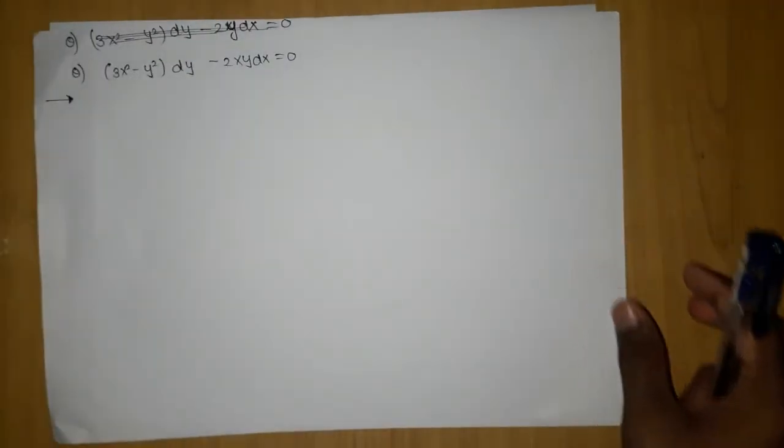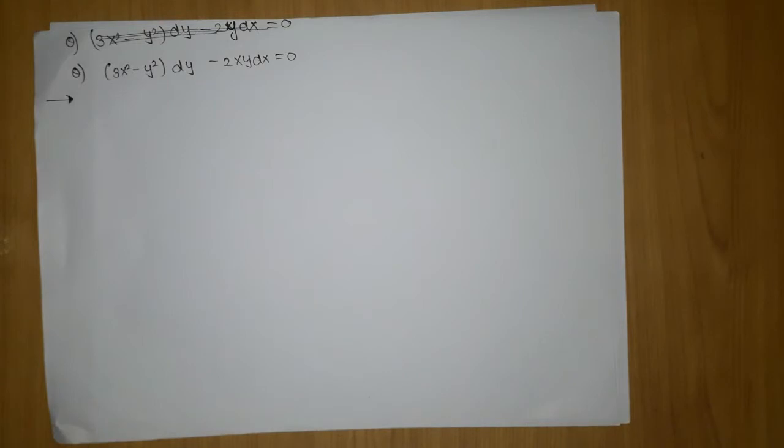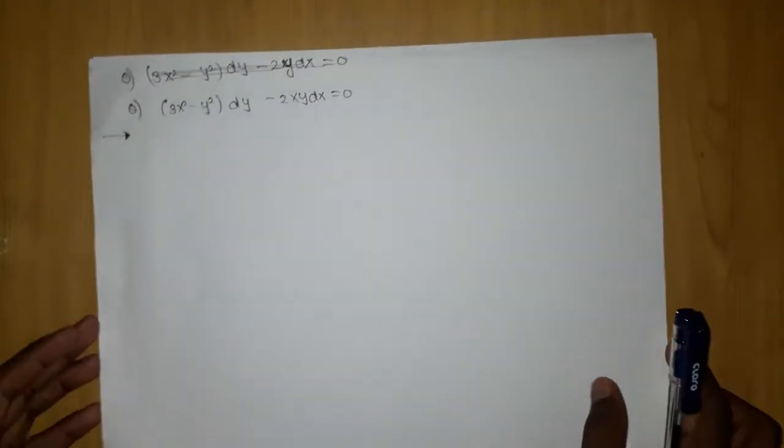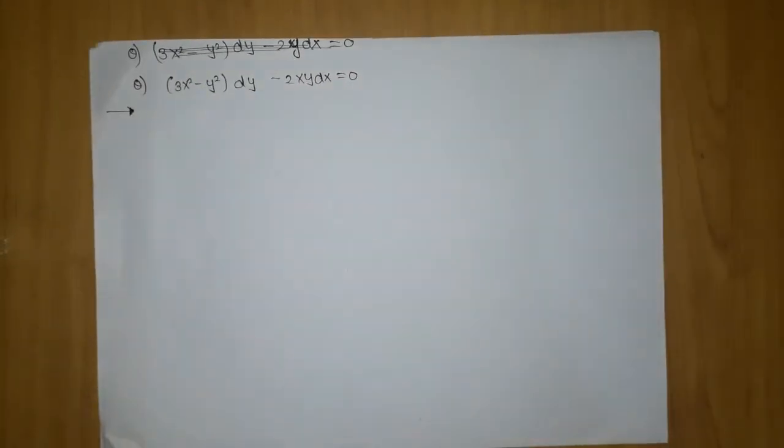So the next question is as follows. The next question says, if 3x square minus y square into dy minus 2xy dx is equal to 0, how are you going to solve this? So here the first thing you have to do is compare with the standard equation, and then you will move on. I have told you how to identify. That process is very simple. You have to look for the basic steps. Now let's check whether it can be solved by this method or not.